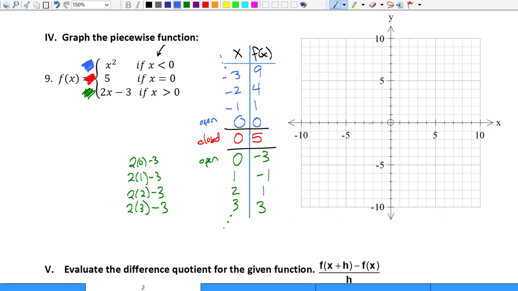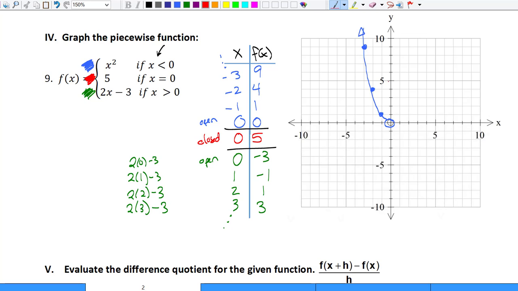So for my blue, I have -3, +9. All points are closed unless they're denoted as open. So that's a closed point, -2, 4, -1, 1, and then the only open point is the 0, 0. So that one looks like a parabola with kind of its arm cut off a little bit. Notice I put an arrow here because I'm the one that stopped at -3 because I just don't have time to finish it all. But I do know that it could be -4, -5, -6. So that's why I put an arrow there.